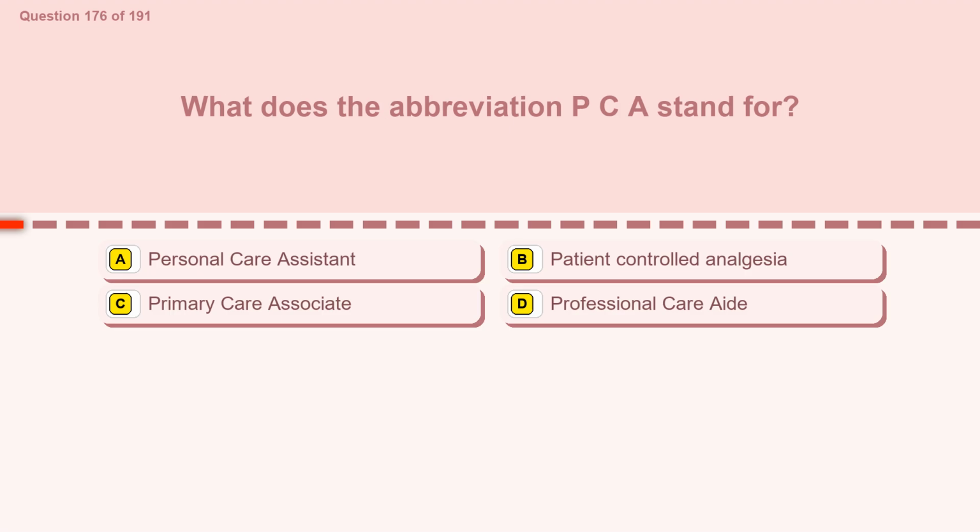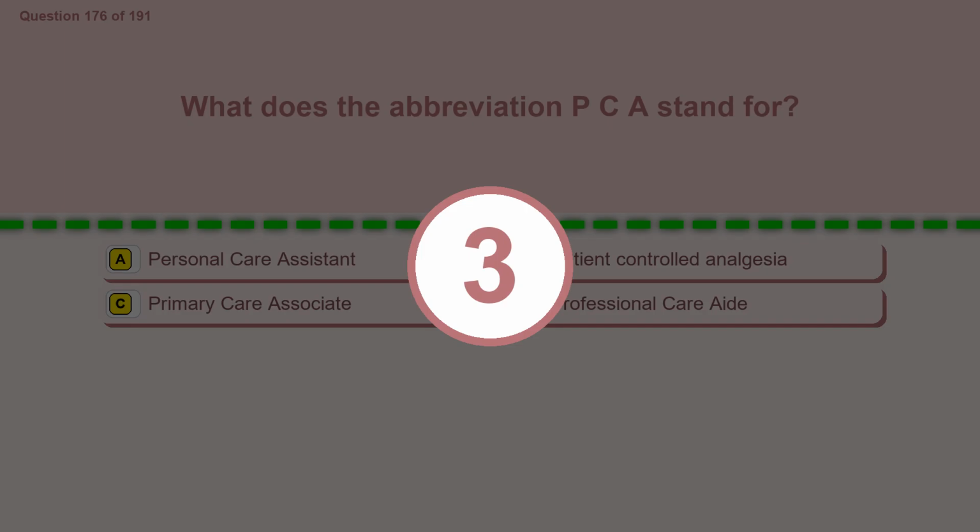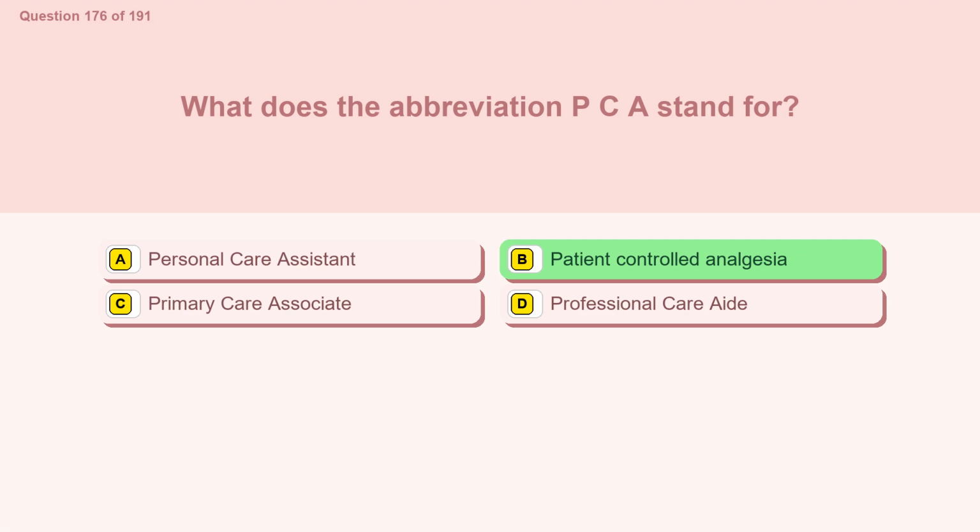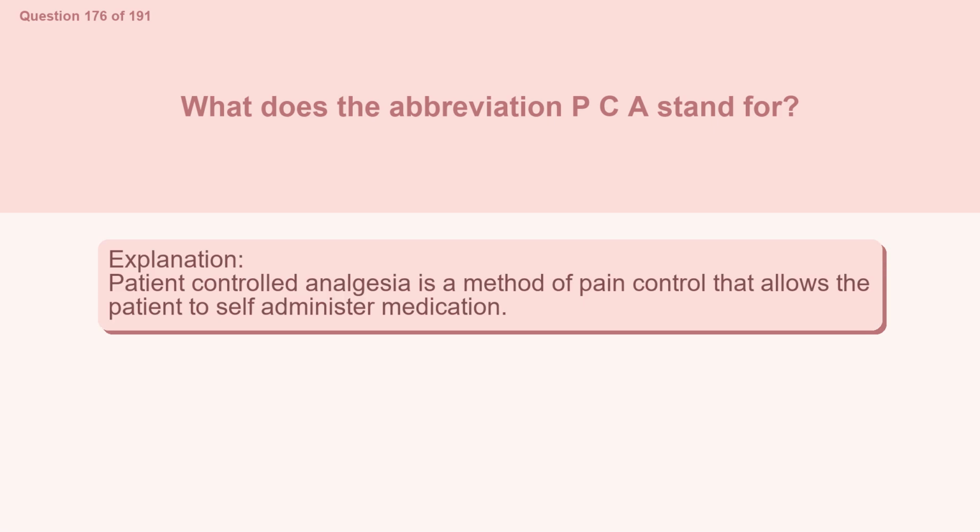Question 176. What does the abbreviation PCA stand for? Option A. Personal care assistant. Option B. Patient-controlled analgesia. Option C. Primary care associate. Option D. Professional care aide. The correct answer is option B. Patient-controlled analgesia. Patient-controlled analgesia is a method of pain control that allows the patient to self-administer medication.